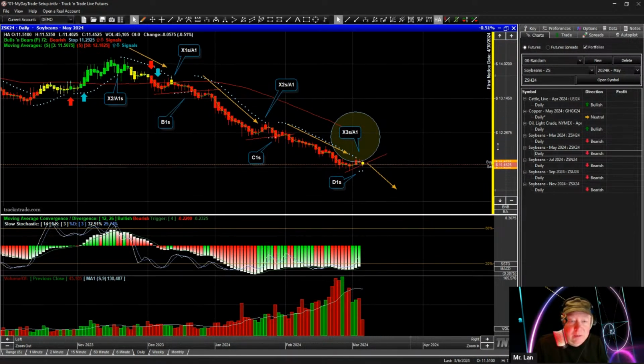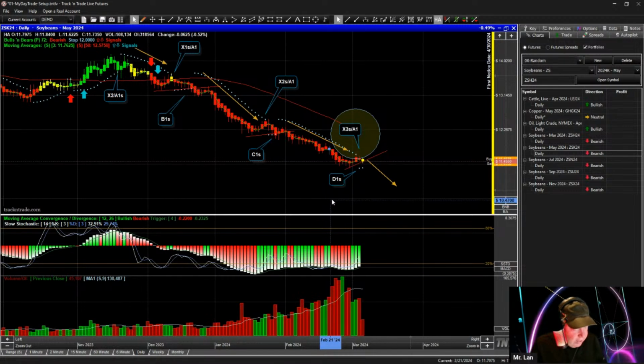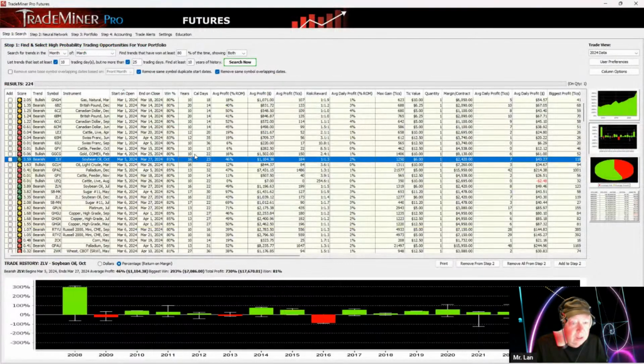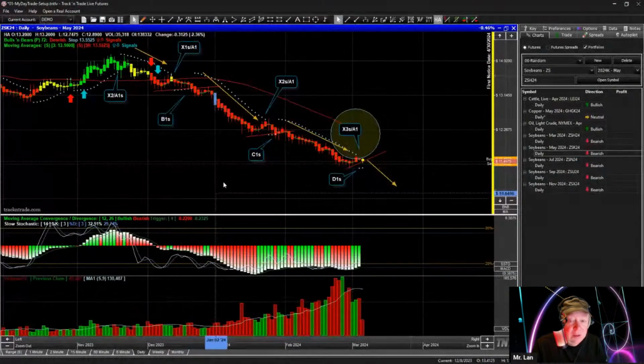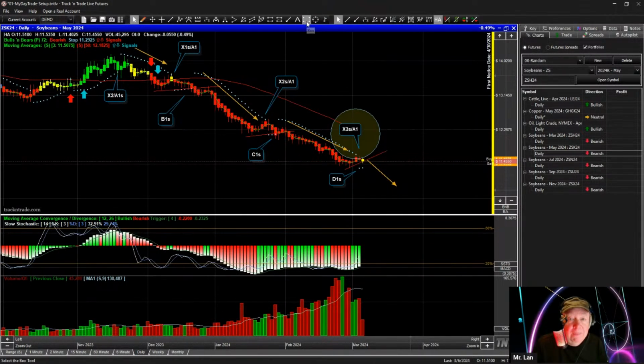Now, it doesn't mean that soybeans can't continue to fall. In fact, if we come and look at them, it says that between March 5th and March 27th, 81% of the time, soybeans have been bearish. So March 5th to March 27th. So we may get a D1 in here. So we may get a D1.